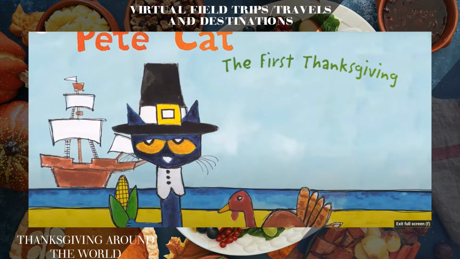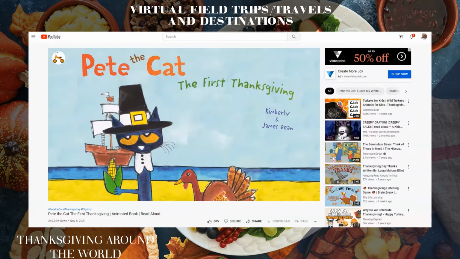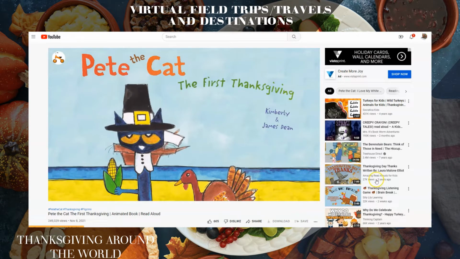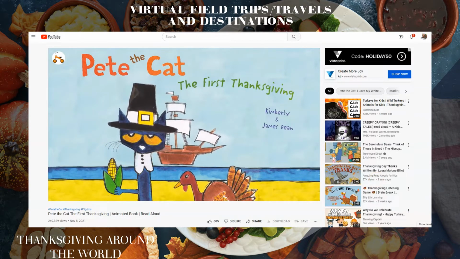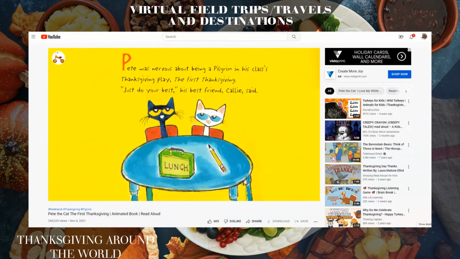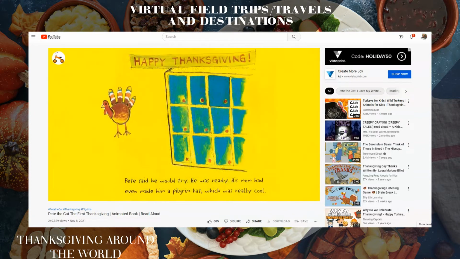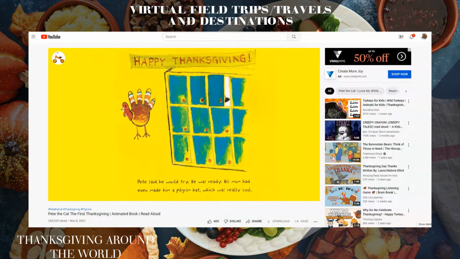Pete the Cat, The First Thanksgiving by Kimberly and James Dean. Pete was nervous about being a pilgrim in his class's Thanksgiving play, The First Thanksgiving. Just do your best, his best friend Callie said. Pete said he would try. He was ready. His mom had even made him a pilgrim hat, which was really cool.